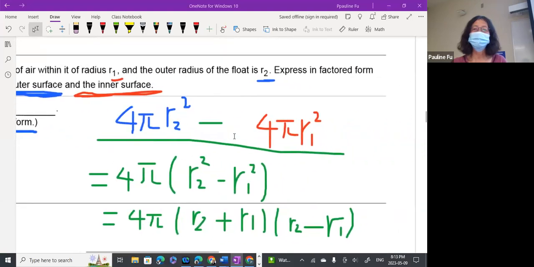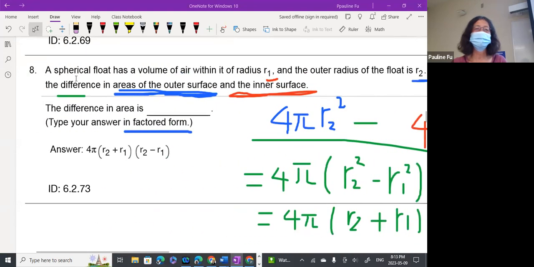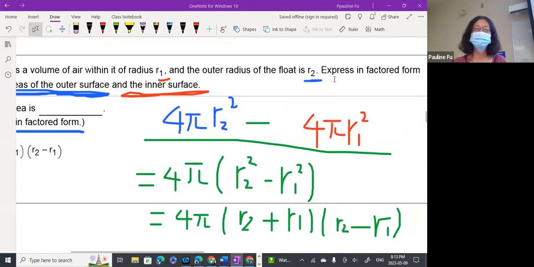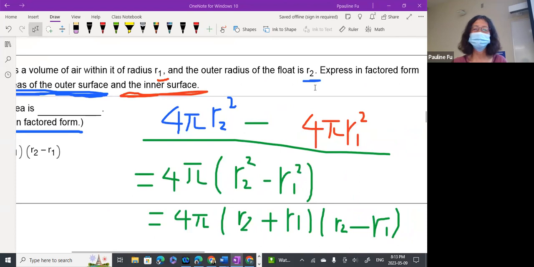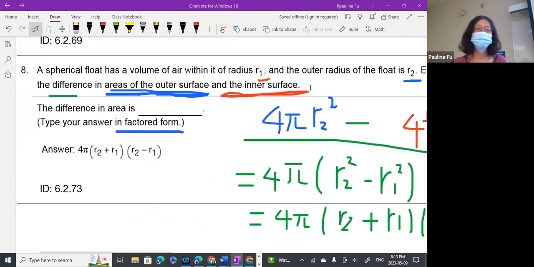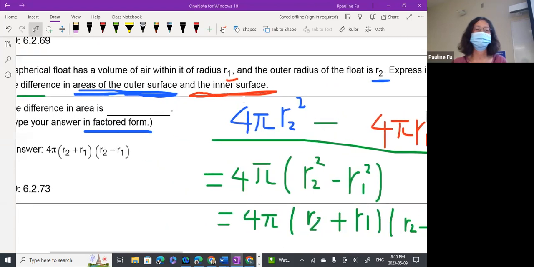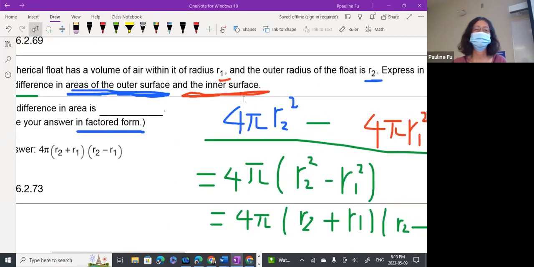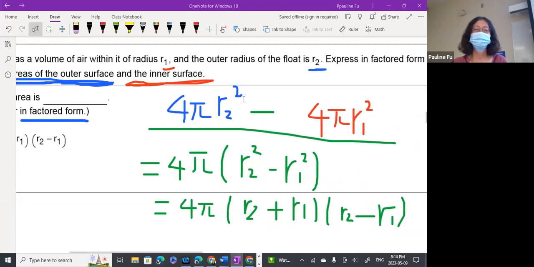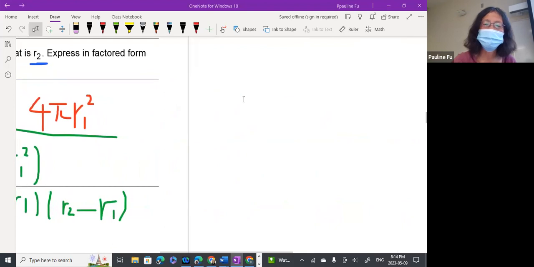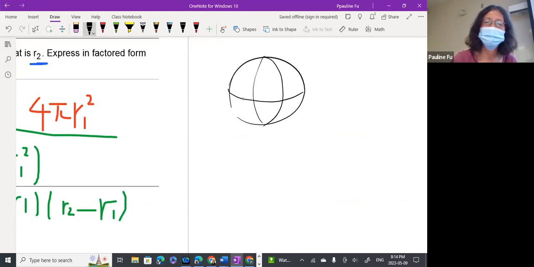And this one needs a little bit of thinking. I'll give you the hint. A spherical float has a volume of air with radius R1 and the outer radius of the float is R2. Express in factored form the difference in areas of the outer surface and the inner surface. So basically you have, this is a sphere.